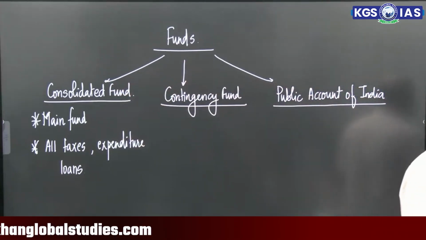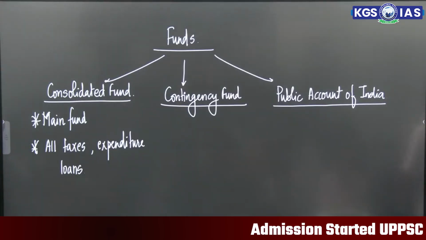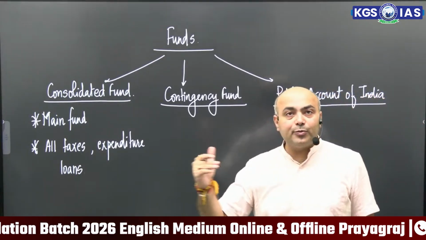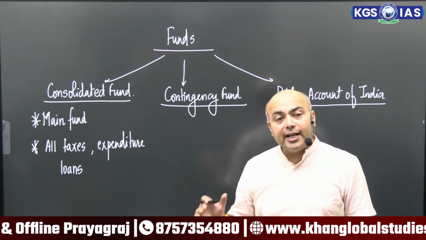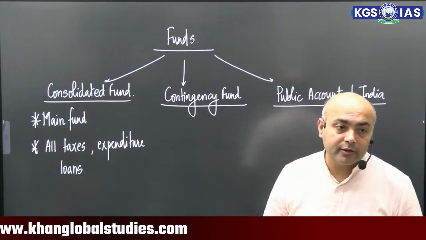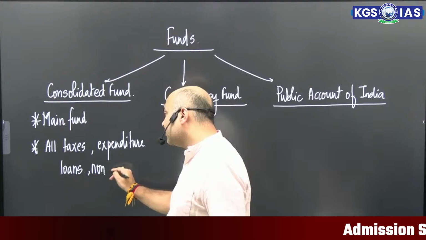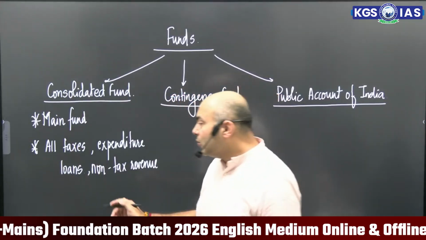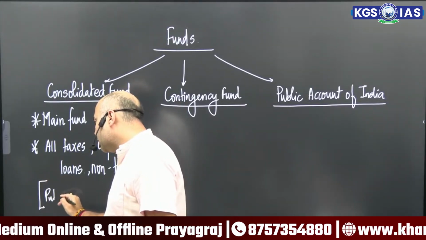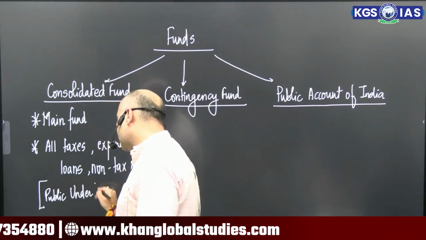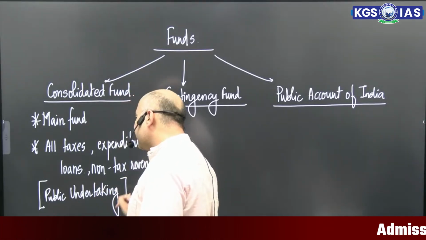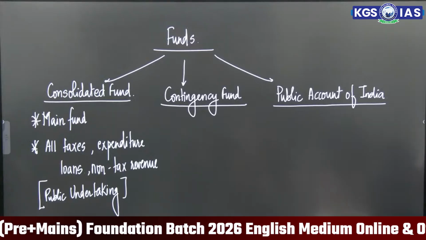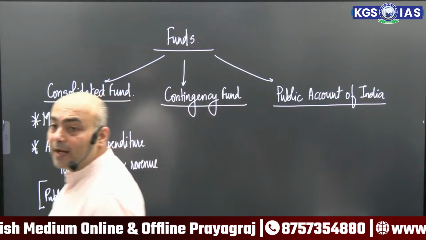All money which comes in the form of taxes or any expenditure which the government of India takes up, or any loan which is raised by the government of India, all of it gets credited where? It gets credited to the Consolidated Fund of India. In fact, even non-tax revenue, like revenue from public undertakings, in the form of railway revenue or anything like that, also gets credited to the Consolidated Fund of India. This is the reason why I'm saying that this is the main fund of the government of India.